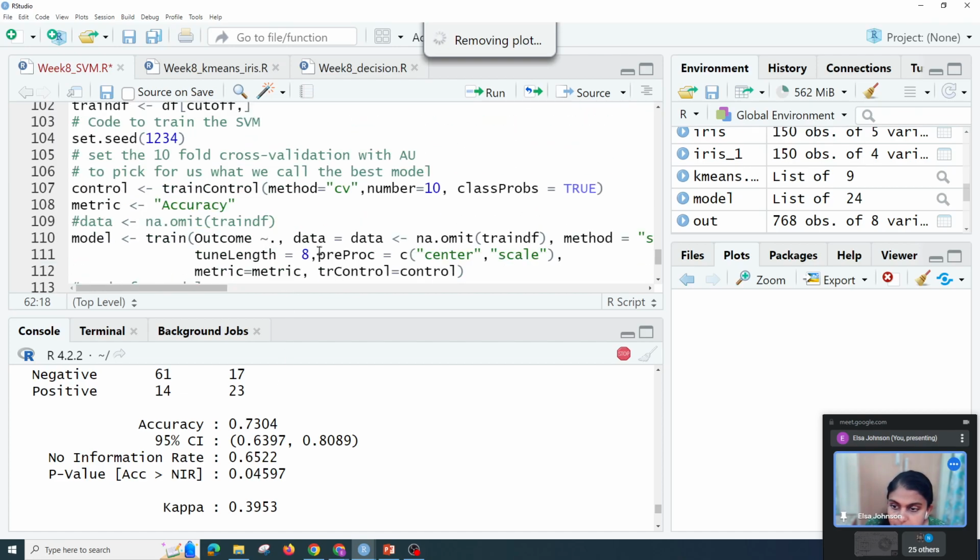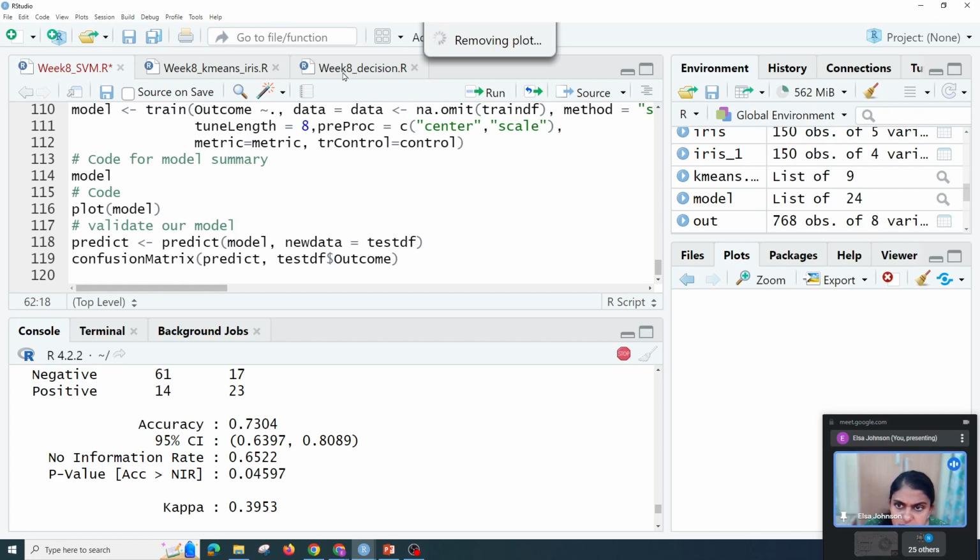Okay, now I think it's taking time to remove it, so it has hung up a bit. Just wait a moment.